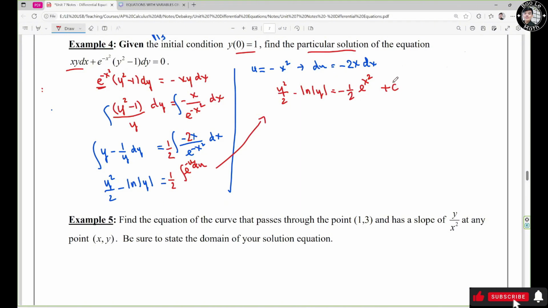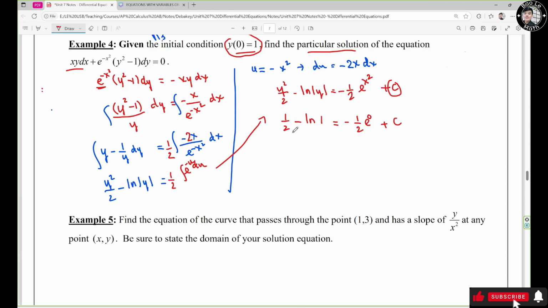Now we need to solve for c. We need to use the initial condition right here. So s equals 0, y equals 1. So I have 1/2 minus natural log of 1 equals negative 1/2 e times s squared, but s equals 0, plus c.